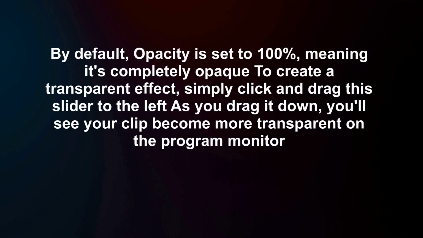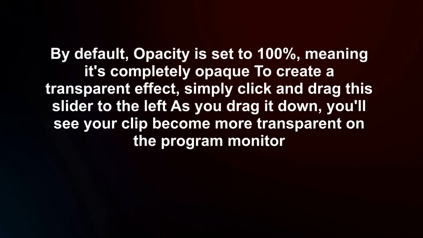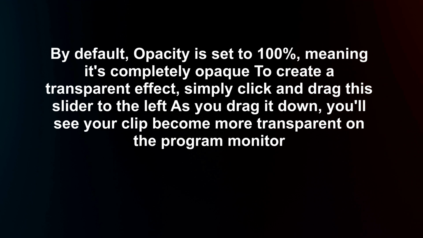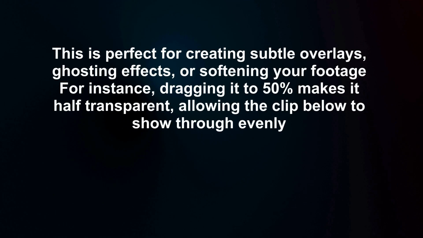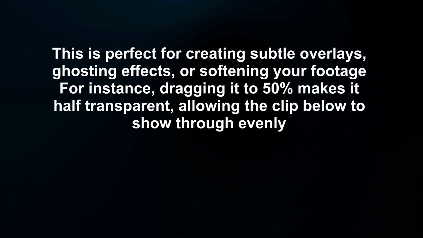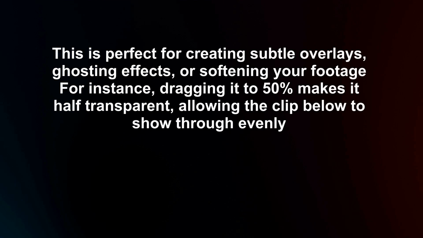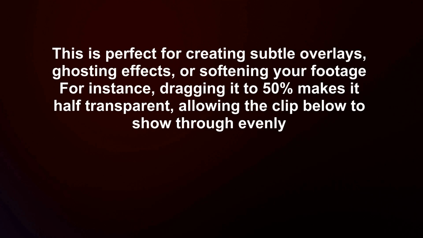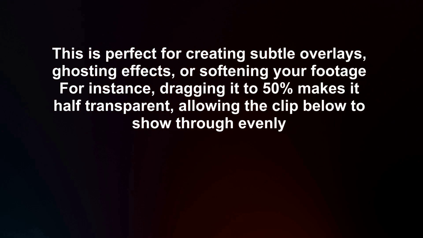To create a transparent effect, simply click and drag this slider to the left. As you drag it down, you'll see your clip become more transparent on the program monitor. This is perfect for creating subtle overlays, ghosting effects, or softening your footage. For instance, dragging it to 50% makes it half transparent, allowing the clip below to show through evenly.